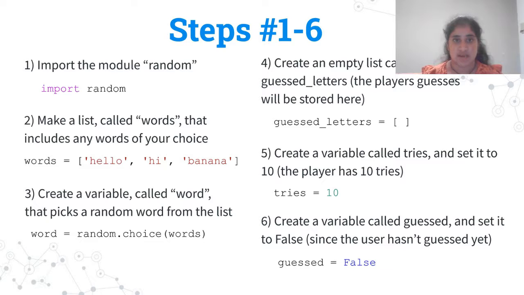For the very first step, you have to import the module random. We'll give you a few seconds to complete this. The answer to this is import random. Simply write these words in your program. For the second step, you have to make a list called words that includes any words of your choice. We'll give you a few seconds to work on this, but you can pause the video if you need more time.